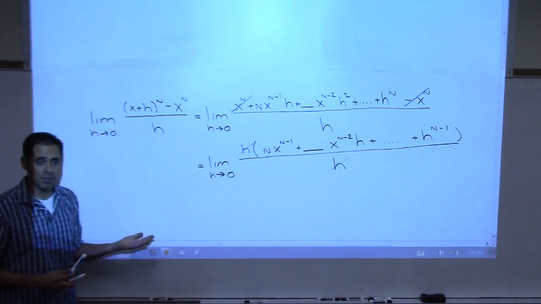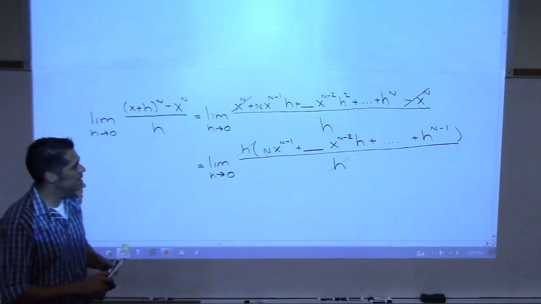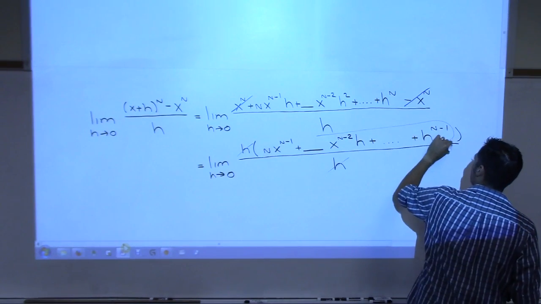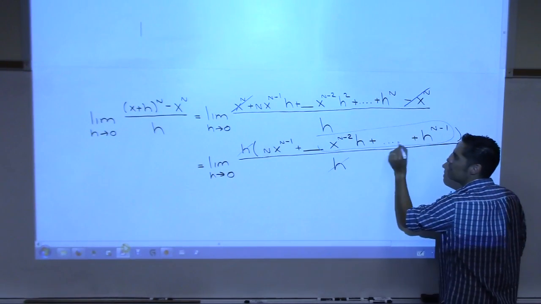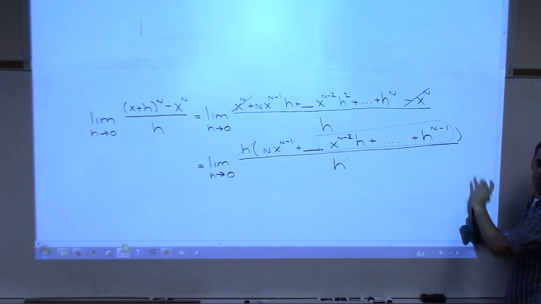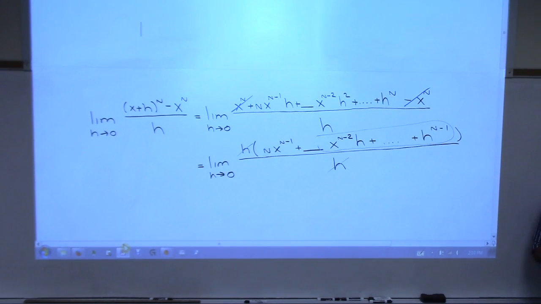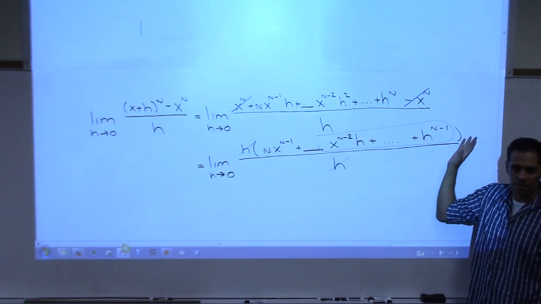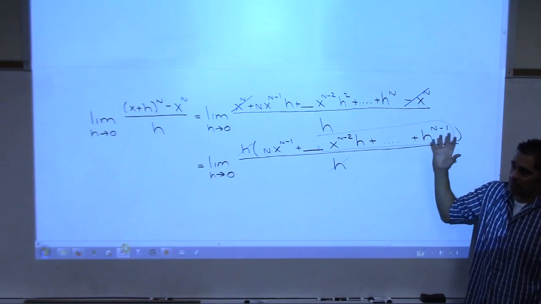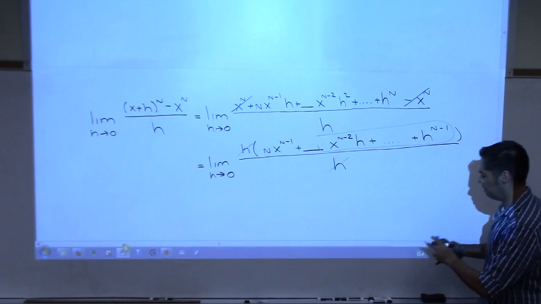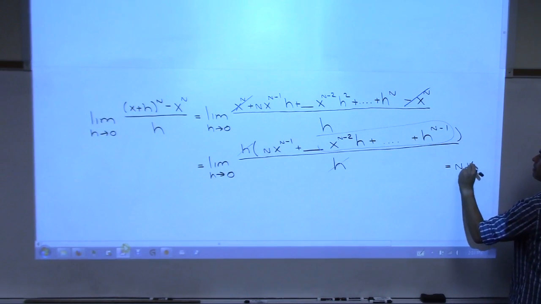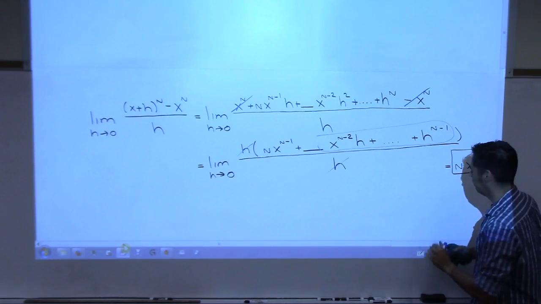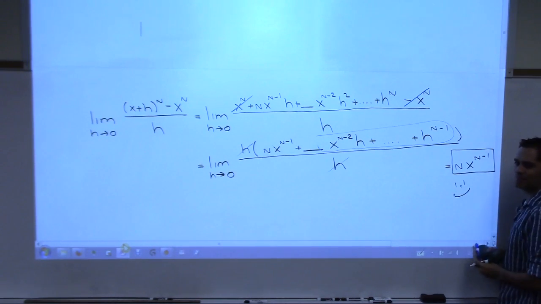We're going to let h be 0, but how is that going to give me the answer that I'm looking for? What can you tell me about every single one of these, even all the ones in the dot, dot, dot? What do these all have in common? They all still have at least one h, right? So when h goes to 0, everything down here vanishes. And the only thing left is that term right there. n x to the n minus 1. There it is. That's very nice.